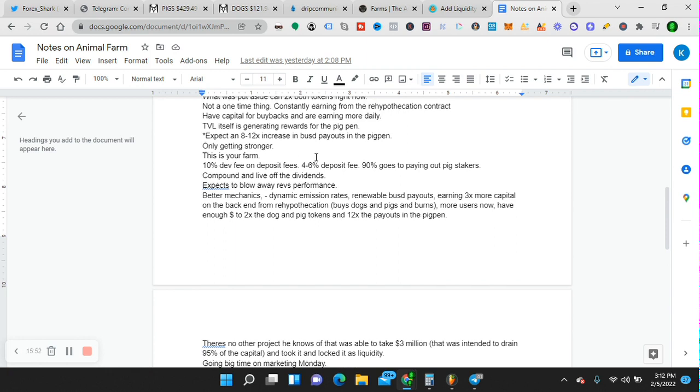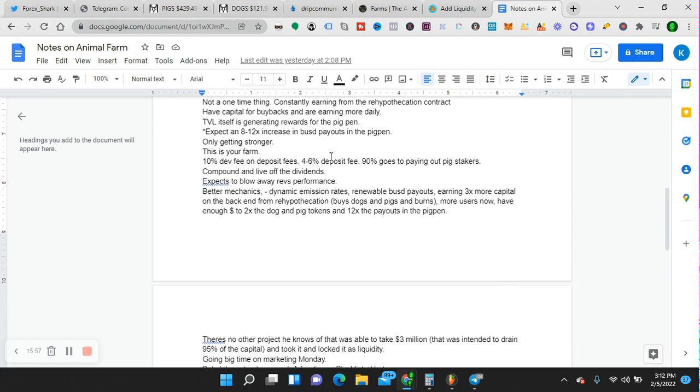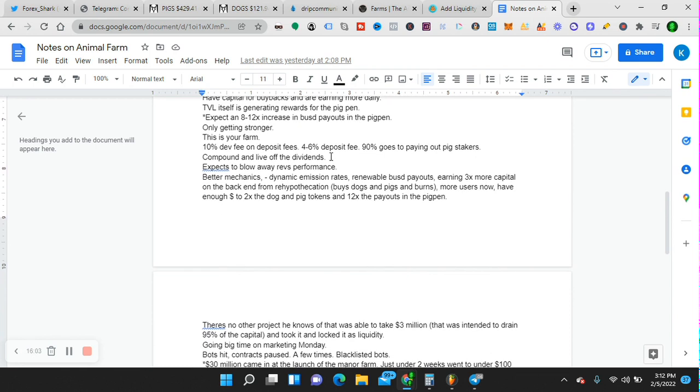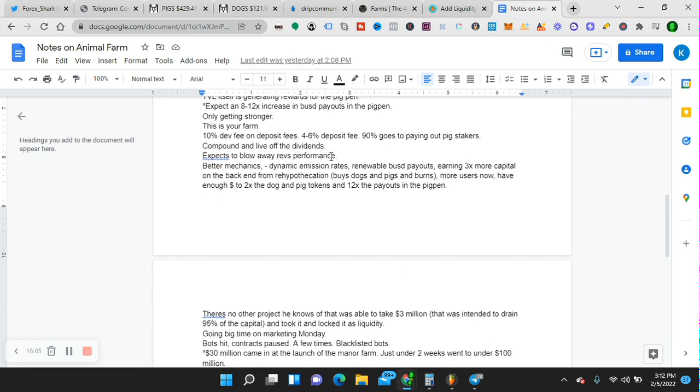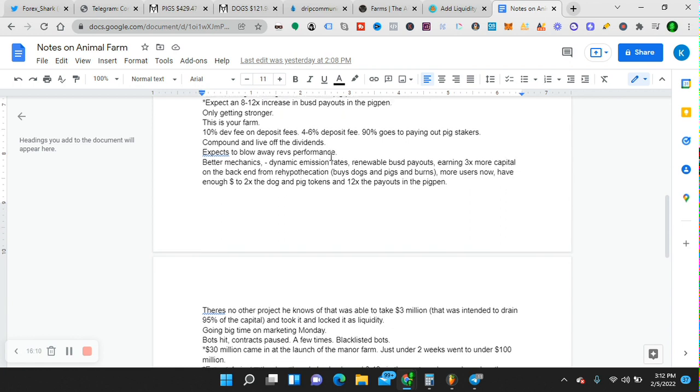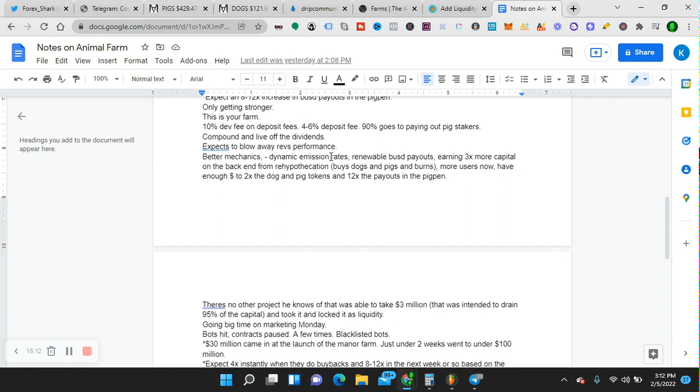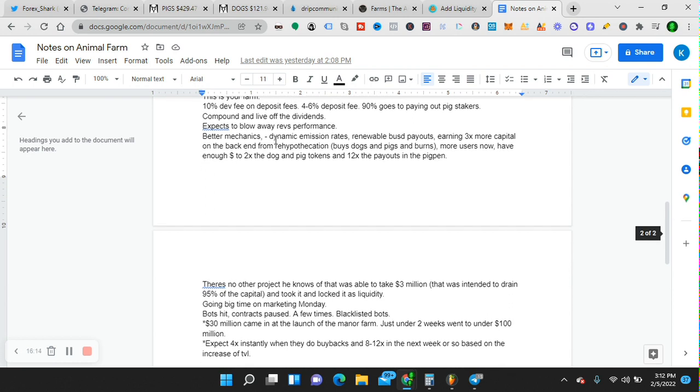Not a one-time thing, constantly earning from the rehypothecation contract. That is the lending to pancake swap. Have capital for buybacks and are earning more daily. TVL itself is generating rewards for the pig pen. He expects an 8 to 12 increase in BUSD payouts in the pig pen. Only getting stronger. This is your farm. Compound and live off the dividends.